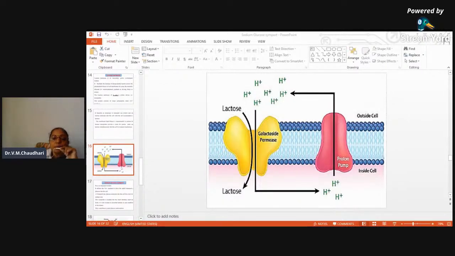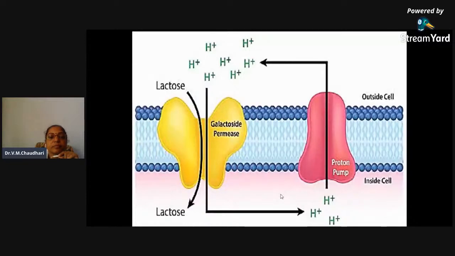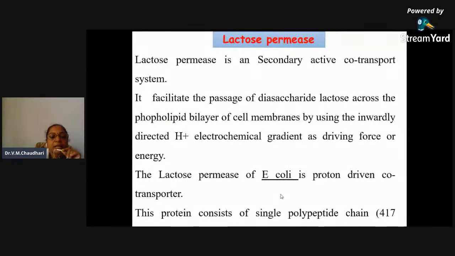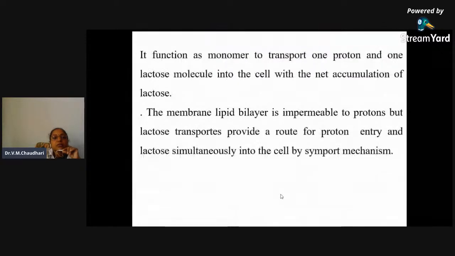Lactose permease is the important example of secondary active transport. Lactose permease is the proton driven co-transporter which is present in E. coli. E. coli मध्ये लॅक्टोज परमेस पहिल्यांदा शोधून काढला. So it is present in E. coli as a proton driven co-transporter, म्हणजे प्रोटॉन पण त्याच्याबरोबर H+ आयन पण सेलमध्ये पास होतात. It functions as a monomer to transport one proton and one lactose molecule inside the cell.